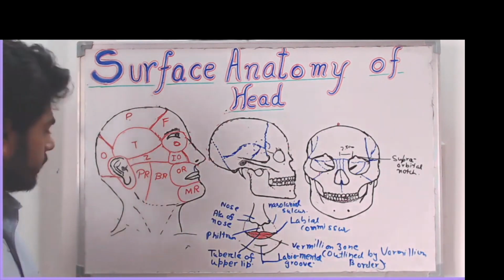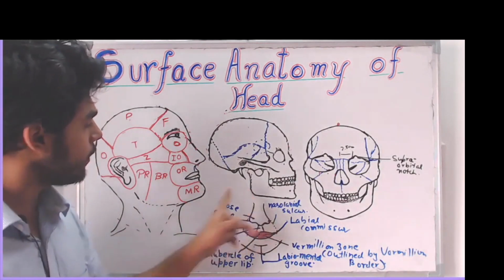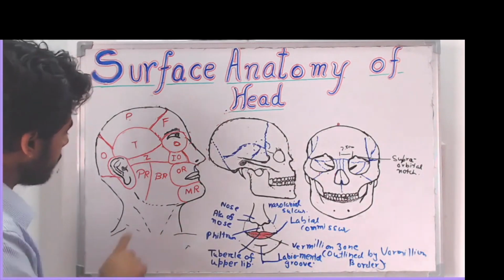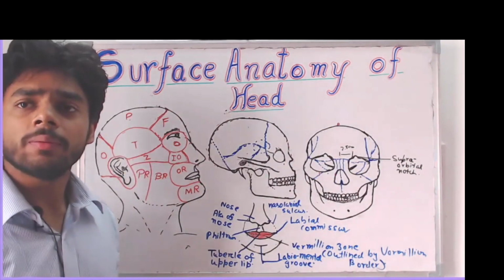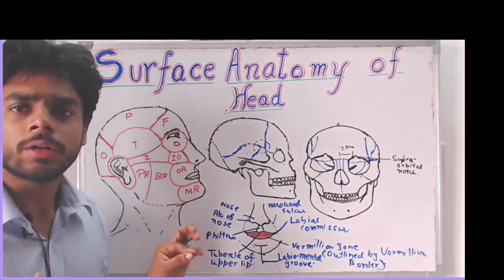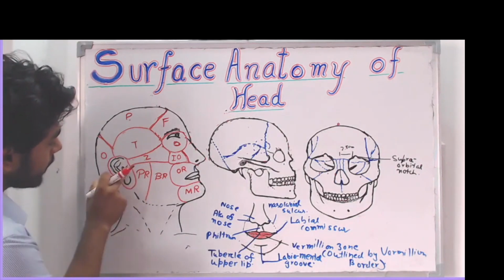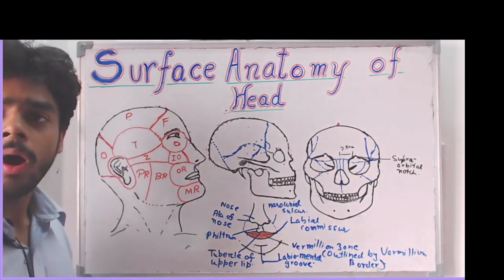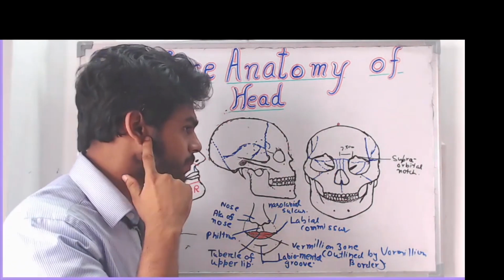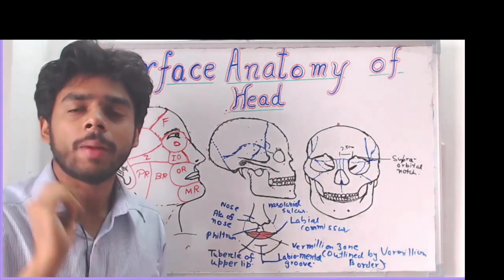Then gonion. This angle of the mandible is known as the gonion. Then the head of the mandible, where you can palpate the head of the mandible. It can be checked in front of the lower part of the tragus. See, this triangular part is the tragus. In front of the lower part of the tragus, when you touch here, you are actually feeling the head of the mandible.